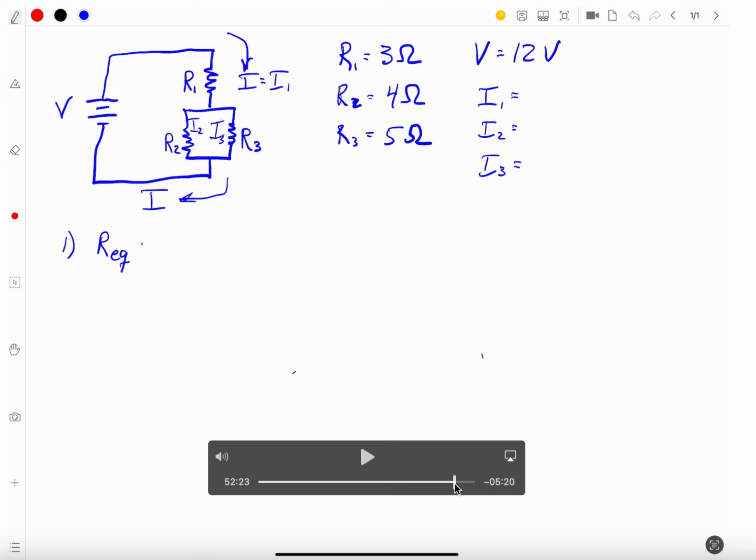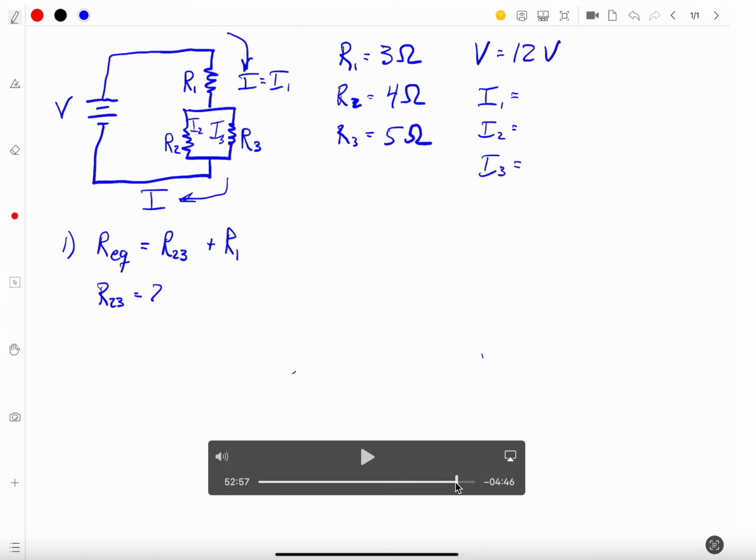Let's see, what are we doing here? Oh, this one is the exact same thing, only I'm doing it really fast. But I did the last one pretty fast too. I'm doing it again, but with different numbers, 3, 4, and 5, and with a total voltage of 12 volts. I want to know what I1, I2, and I3 are.